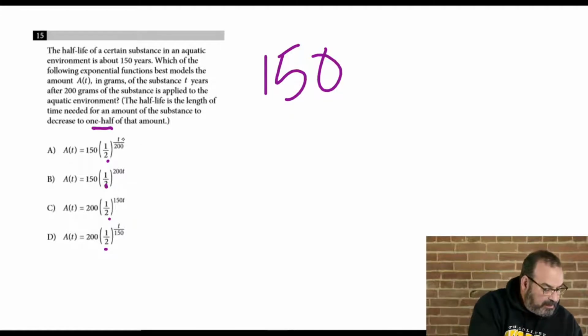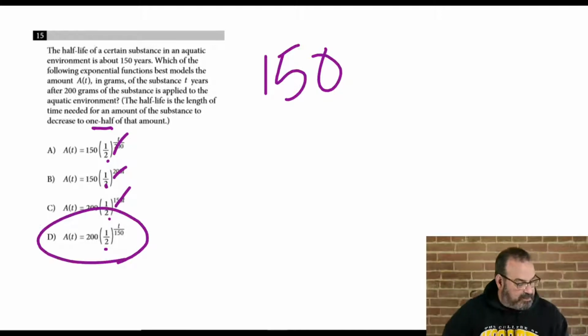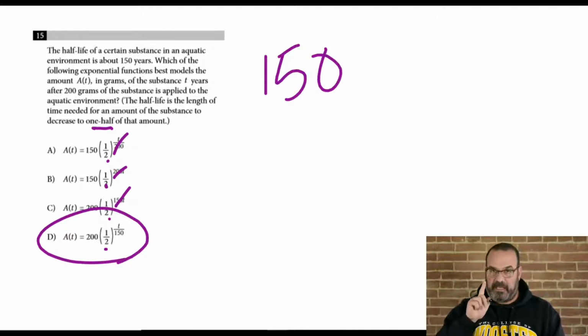Put it in. 150 over 200 is not a half-life. 150 times this, 150 times this, 150 divided by this is 1. There we go. The answer is D. So what we're looking for is an exponent of 1 to be a half-life.